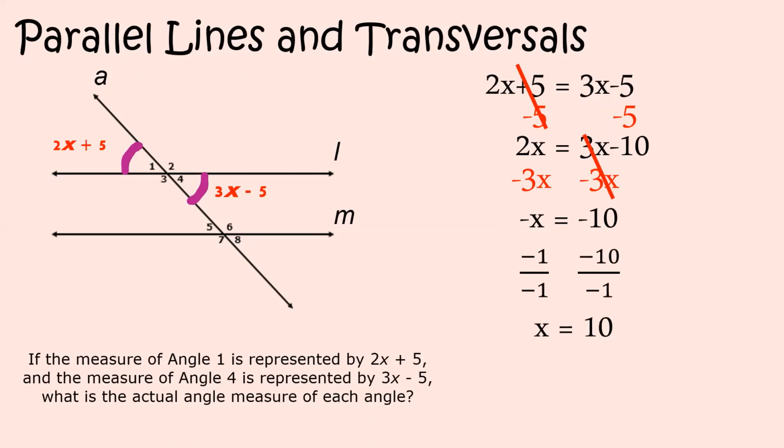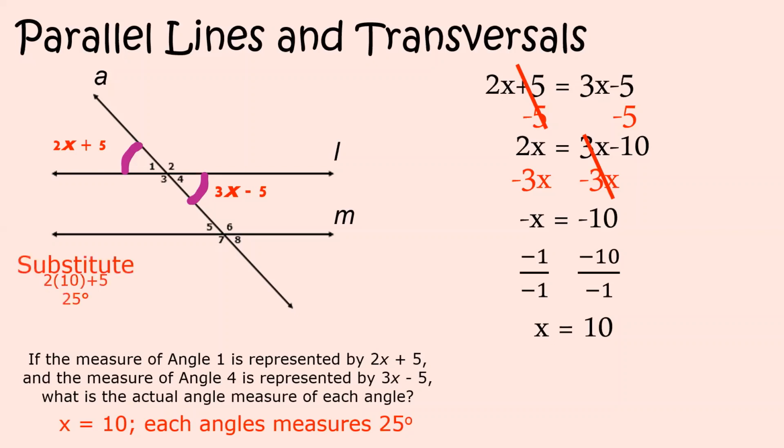Now, the way you find the actual angle measure for each angle, you're going to substitute. So 2x plus 5 would be a substitution of 2 times 10 plus 5, which gives you 25. And then you will do the same on the other one, which would be 3x minus 5. Substitute the x for the 10. So it would be 3 times 10 is 30 minus 5 is 25.